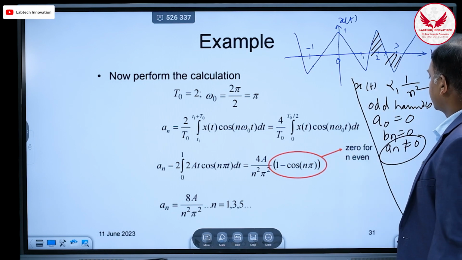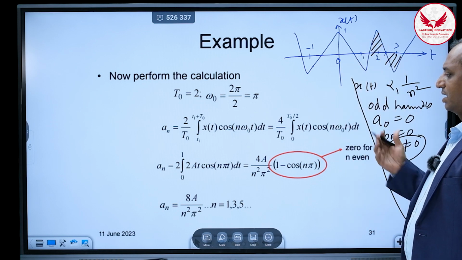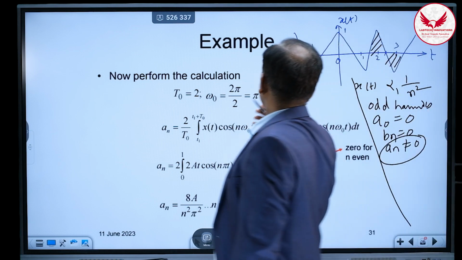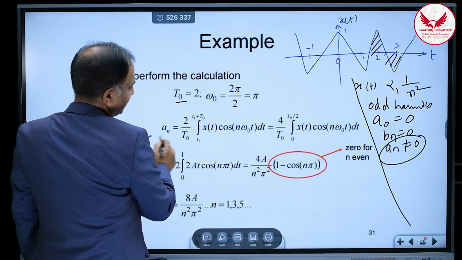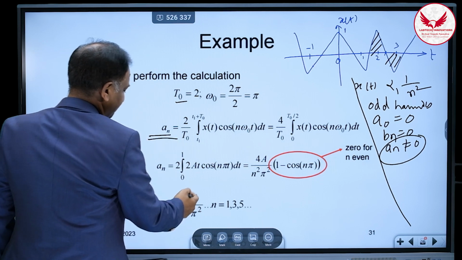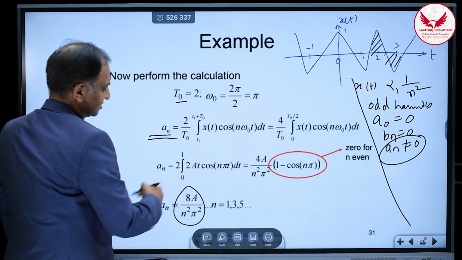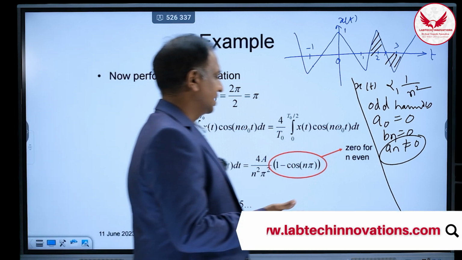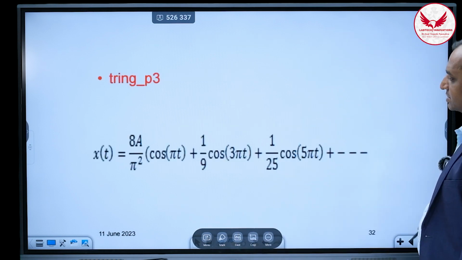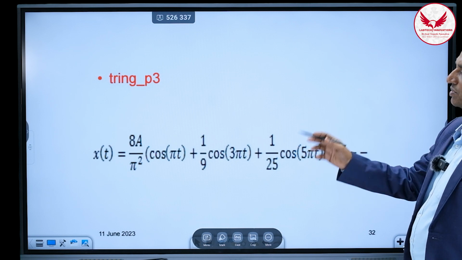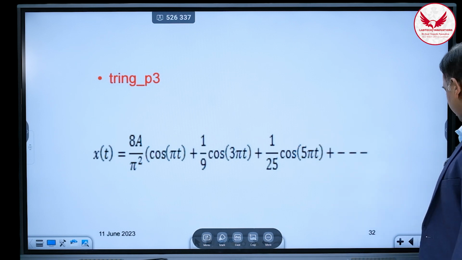So around 70% of the answer you can guess from the symmetry properties of the signal. You use all the steps: find T0, which is equal to 2, from this find omega 0, and you find the an values, which come out to be 8a by n square, so proportional to 1 upon n square. So a0 and bn will be 0, and from that you can write the trigonometric Fourier series equation, and it comes out like this. So this is called the trigonometric Fourier series.